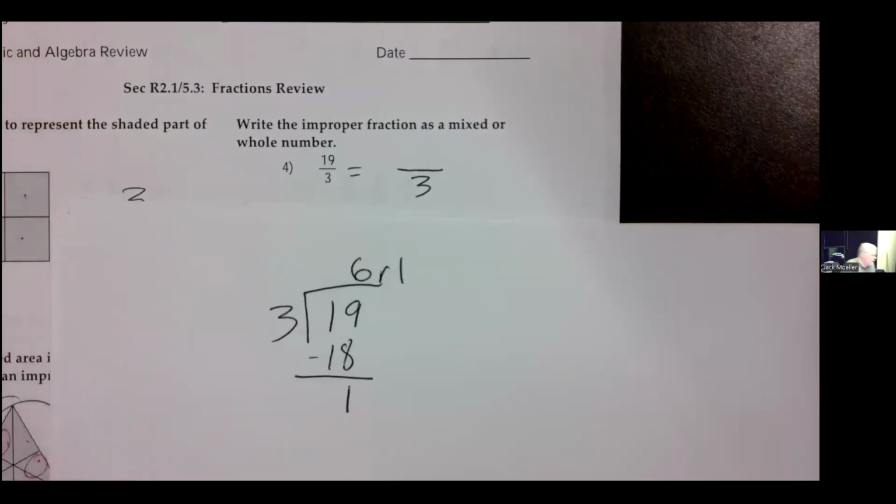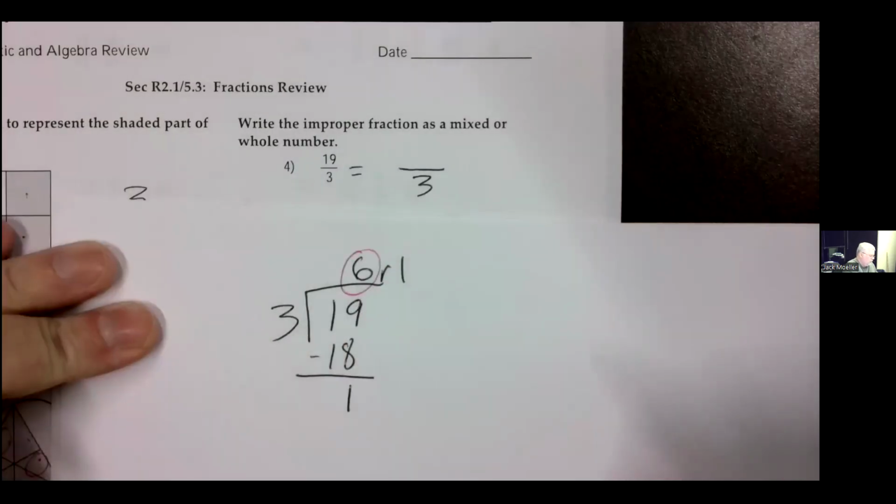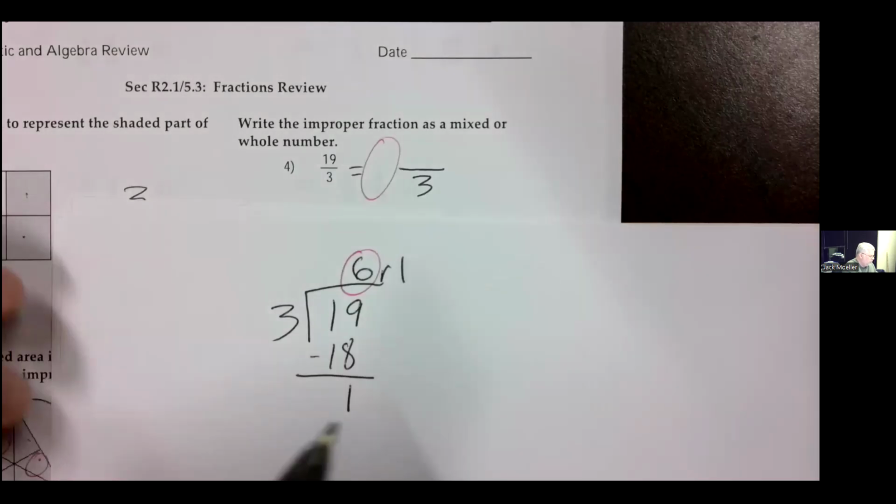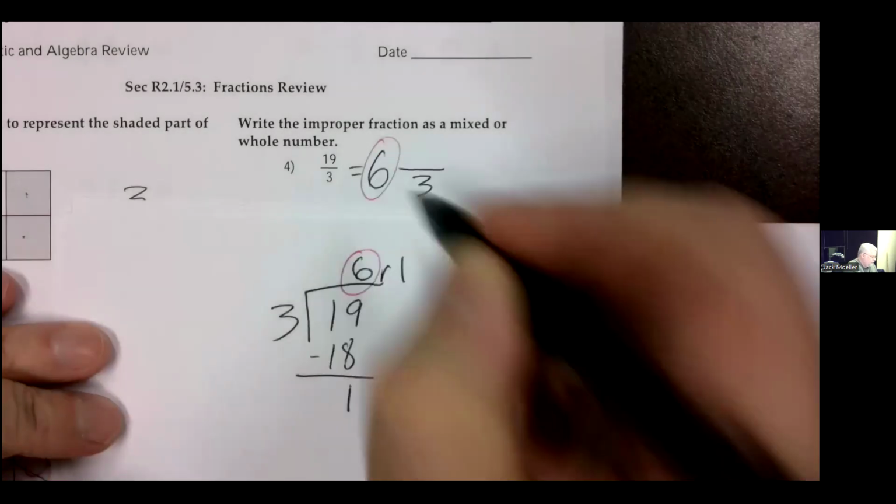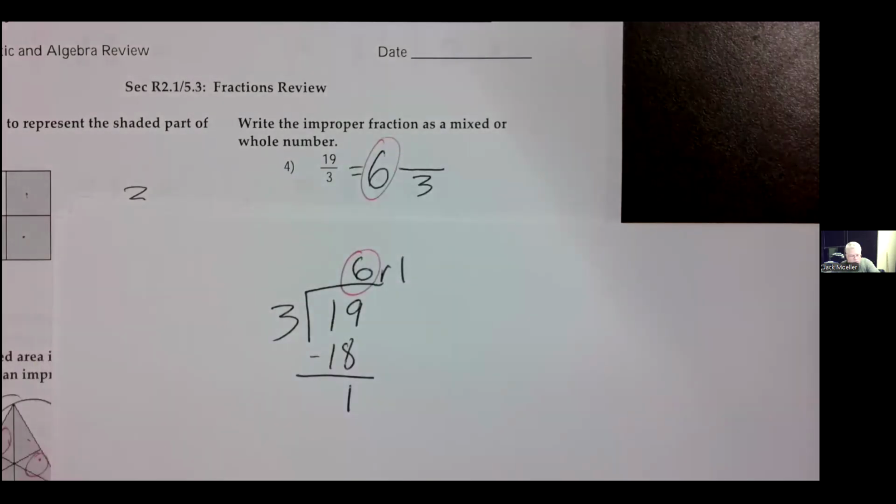So how does that give us our mixed number? Well, the whole number part of the answer is the whole number part of the mixed number. And then the remainder is the numerator.